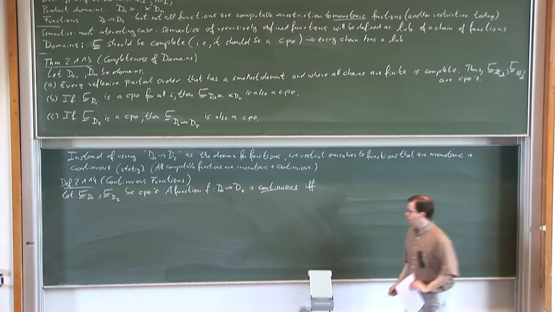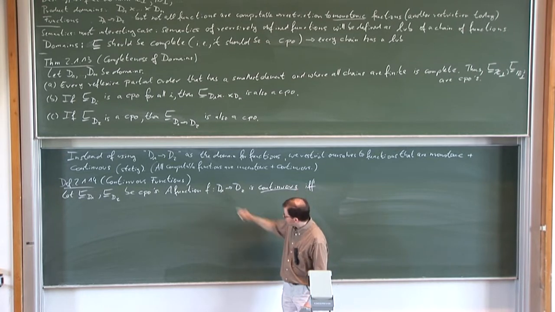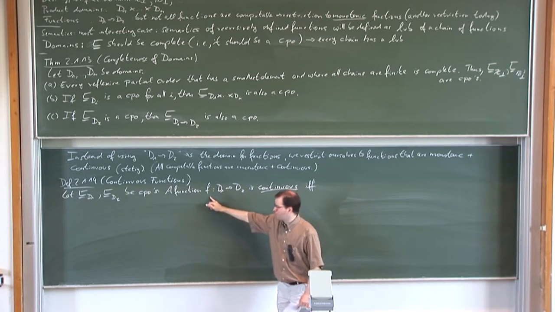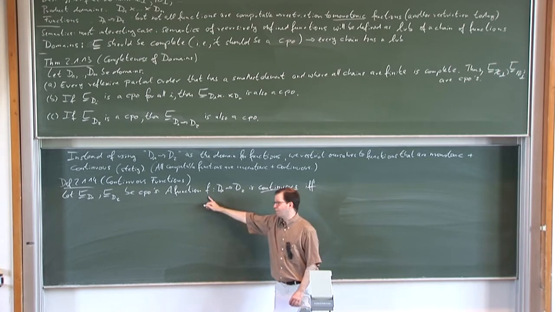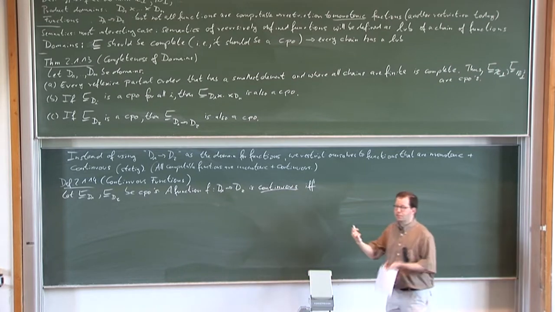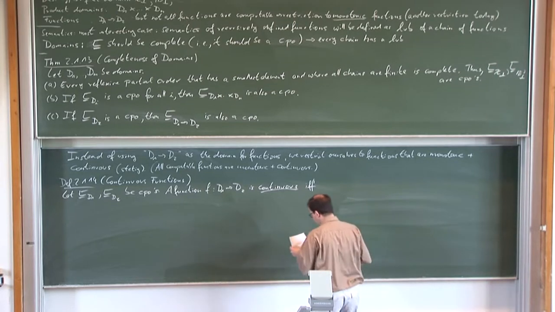Whenever there is a chain of elements of D1, then it doesn't matter whether you first compute the limes, or the least upper bound of this chain, and then apply f, or whether you do it the other way around. First apply f, and then compute the limes. So in other words, computing least upper bounds and applying f can be exchanged. That's what continuous means.